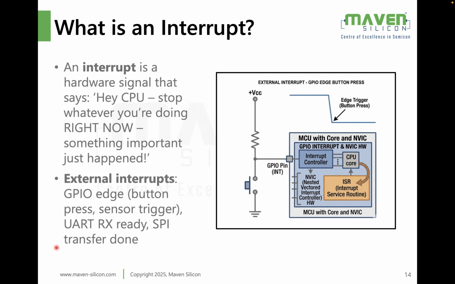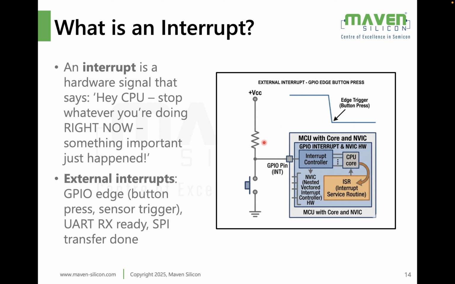The interrupt can also be a UART receiver being ready or an SPI transfer being completed. So these are some of the examples of the sources of external interrupt. Now here I will explain to you how a switch button that is connected to a GPIO pin generates an interrupt signal when pressed.